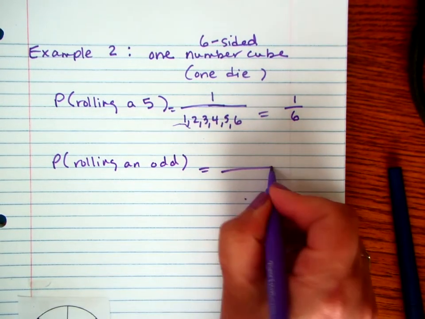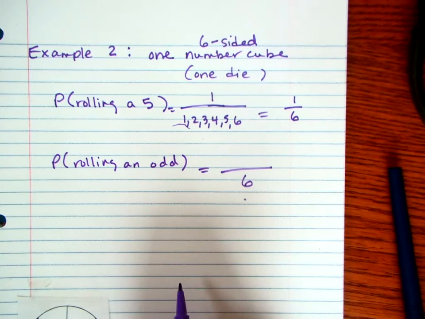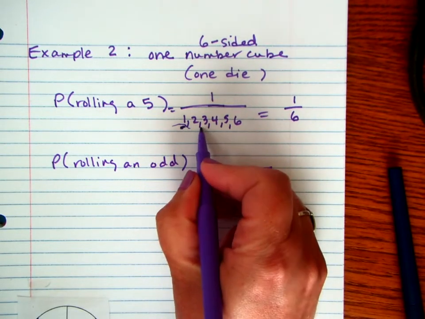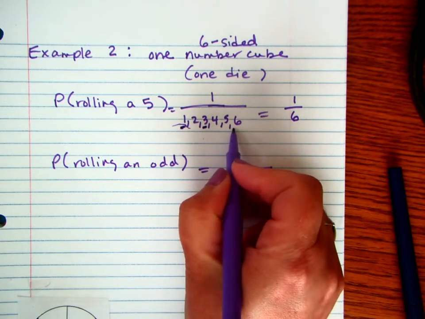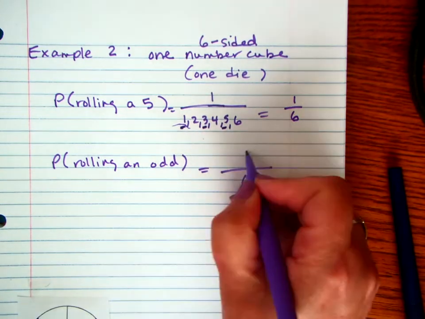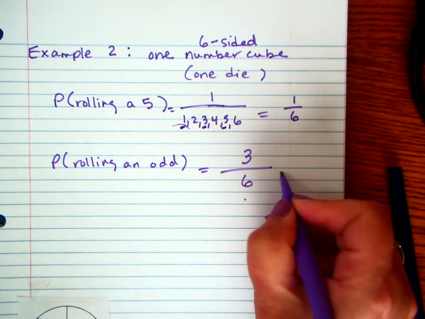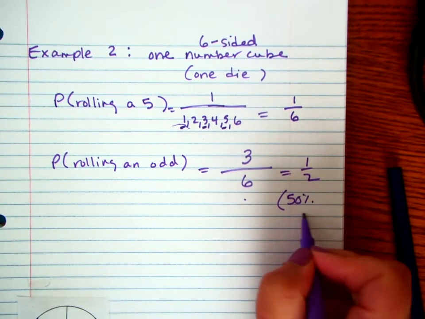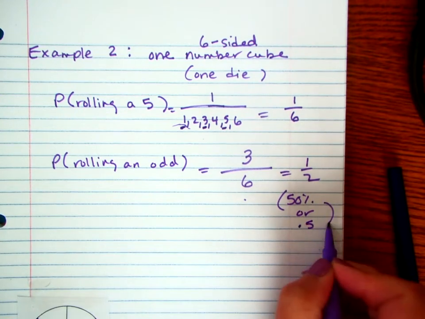But if I was going to say the probability of rolling an odd, for example, I still have 6 options. But if I look at my options for odd, well, 1 is odd, 3 is odd, and 5 is odd. So I have 3 out of 6 chances, which is 1 in 2. A little bit easier to do 50% or 25.